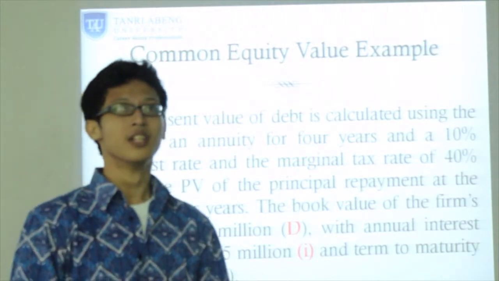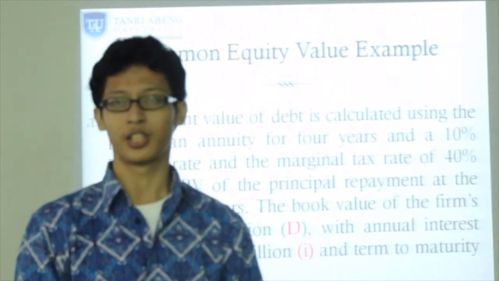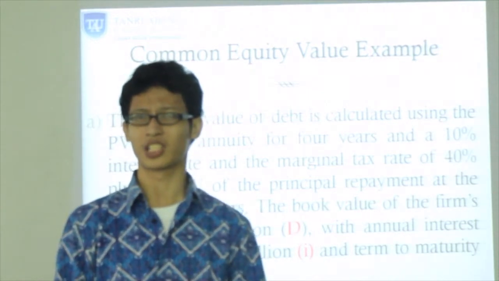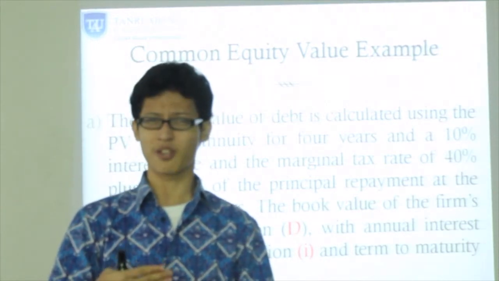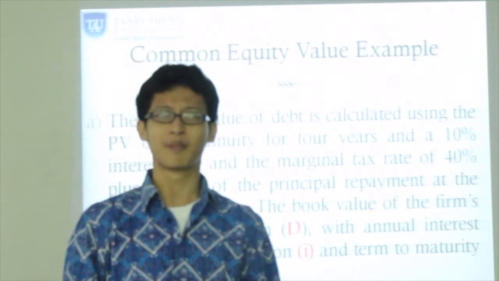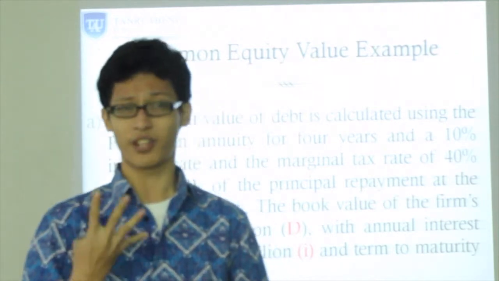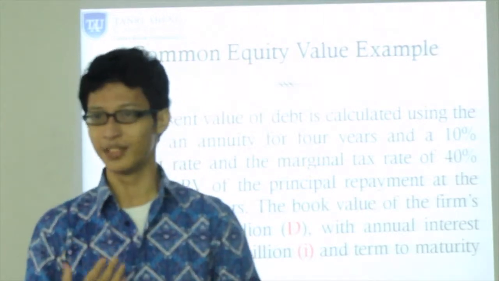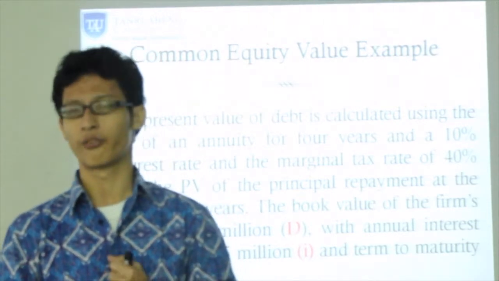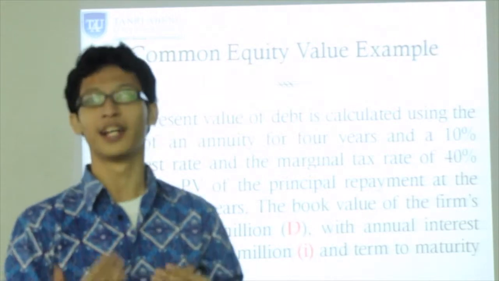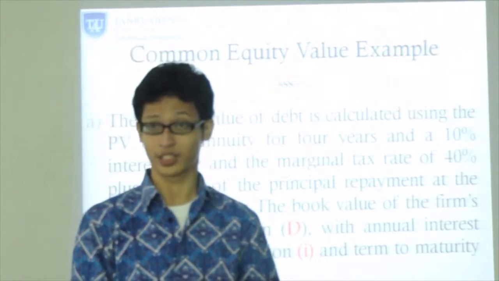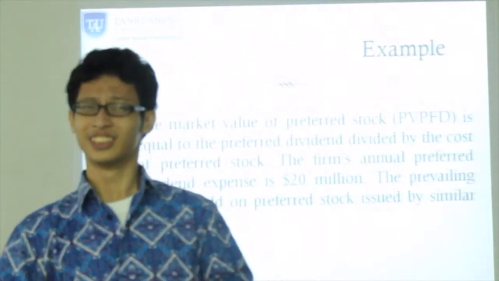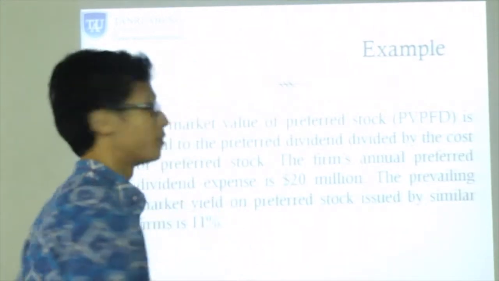This is another example. The present value of debt is calculated as the PV of an annuity for 4 years at a 10% interest rate, and the marginal tax rate is 40%, plus the PV of the principal repayment at the end of 4 years. The book value of the debt is 3 million, which is the D, with annual interest expense of 25 million, which is the I, and term of maturity of 4 years, which is N. And this is the next question.